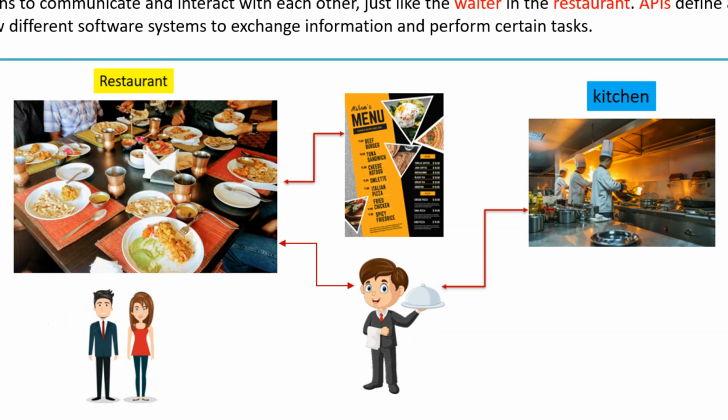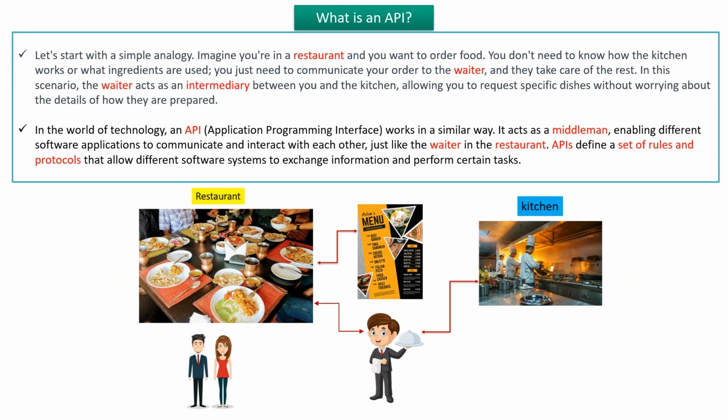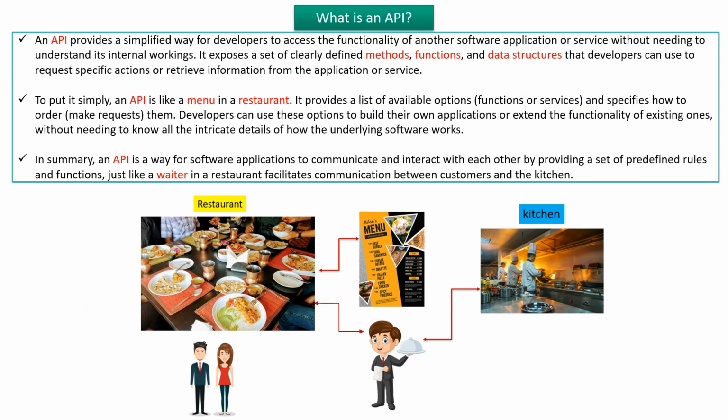In the world of technology, API works in a similar way. It acts as a middleman, enabling different software applications to communicate and interact with each other, just like the waiter in the restaurant. API defines a set of rules and protocols that allow different software systems to exchange information and perform a certain task. An API provides a simplified way for developers to access the functionality of another software application or service without needing to understand its internal working.